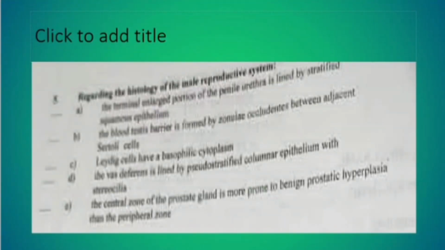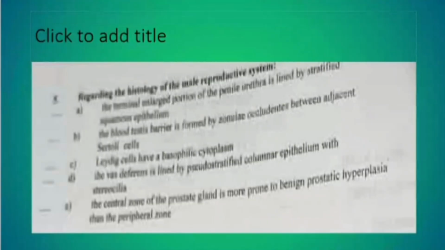Development of the male reproductive system: the terminal enlarged portion of the penile urethra is lined by stratified squamous epithelia. This is true, but we didn't mention it because we haven't done the urinary system. It's the enlarged portion before the narrowest portion, the meatus. Remember that the spongy urethra comes from the caudal portion of the urogenital sinus, but the most distal portion comes from ectoderm, which invaginates inside.